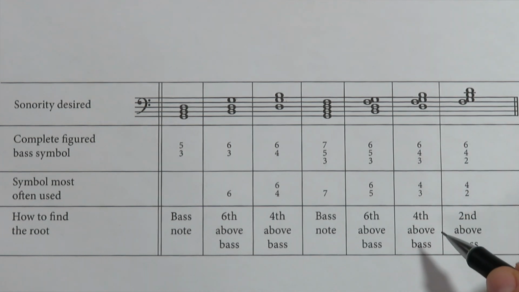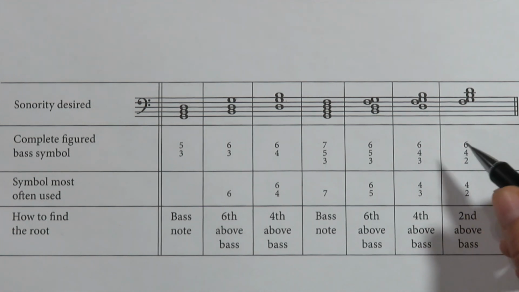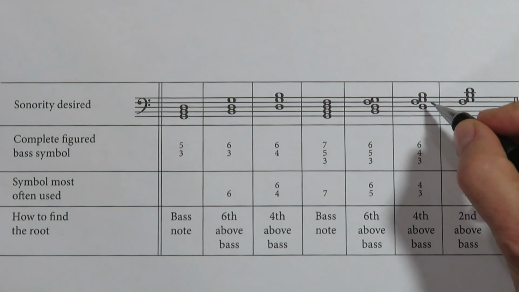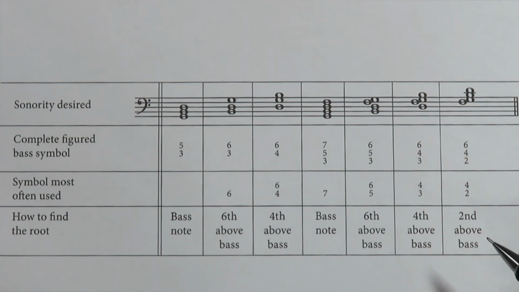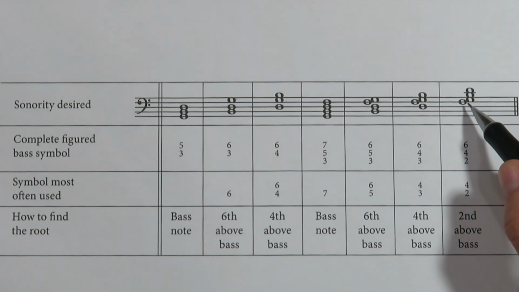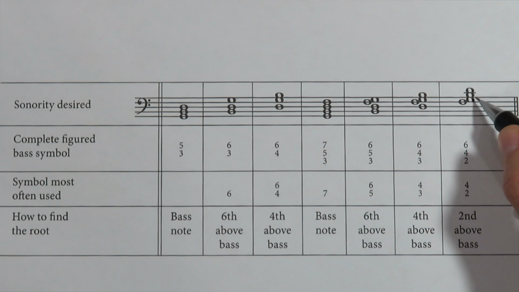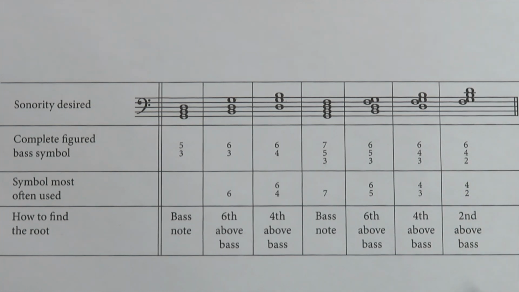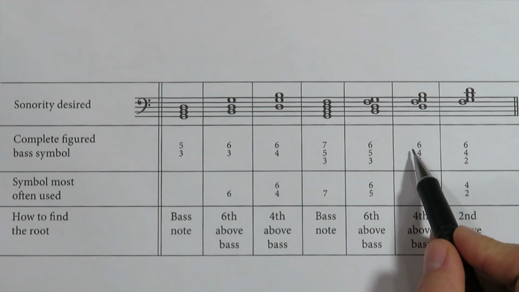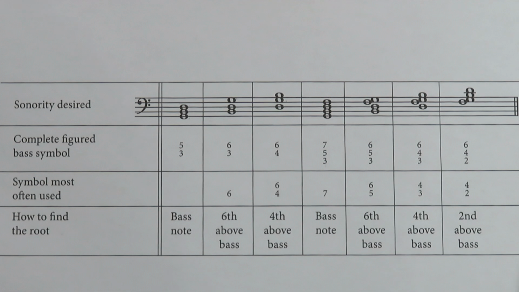Second inversion, we use 4/3. You can see the fourth above the bass, and then the third. Now, third inversion, we use 4/2, and you can see the fourth and then the second above the bass. So we just dropped the 6 off of these.